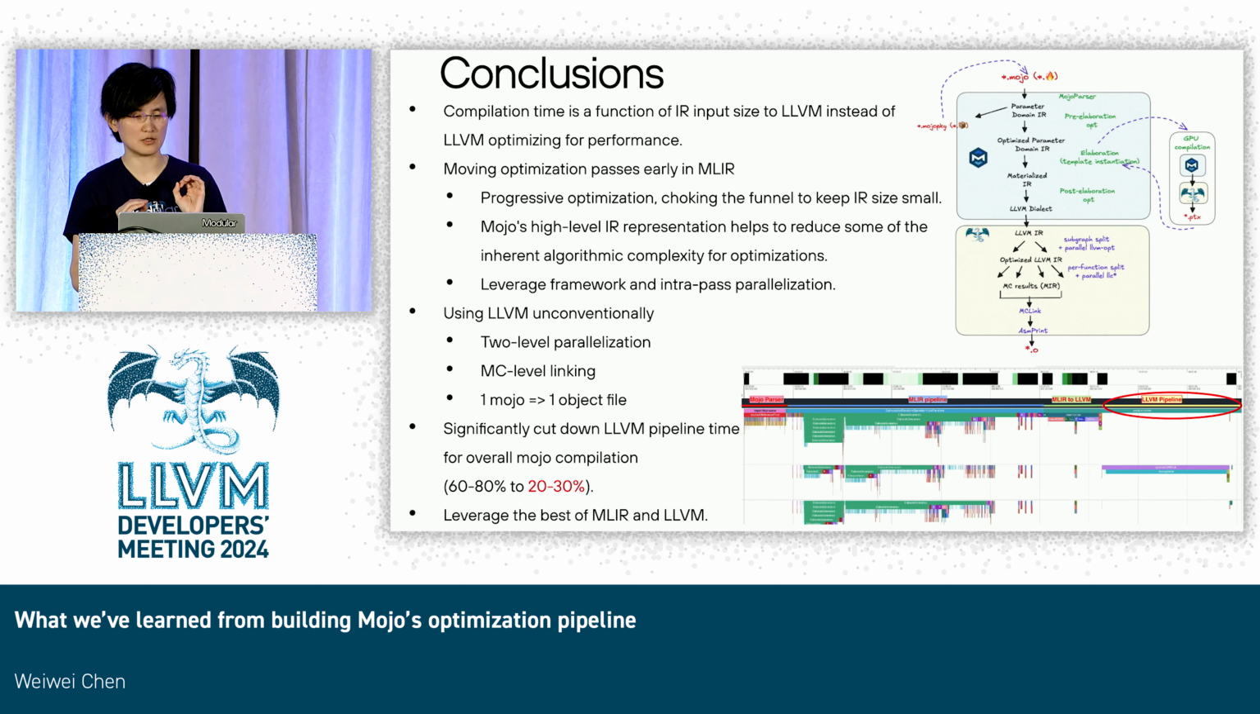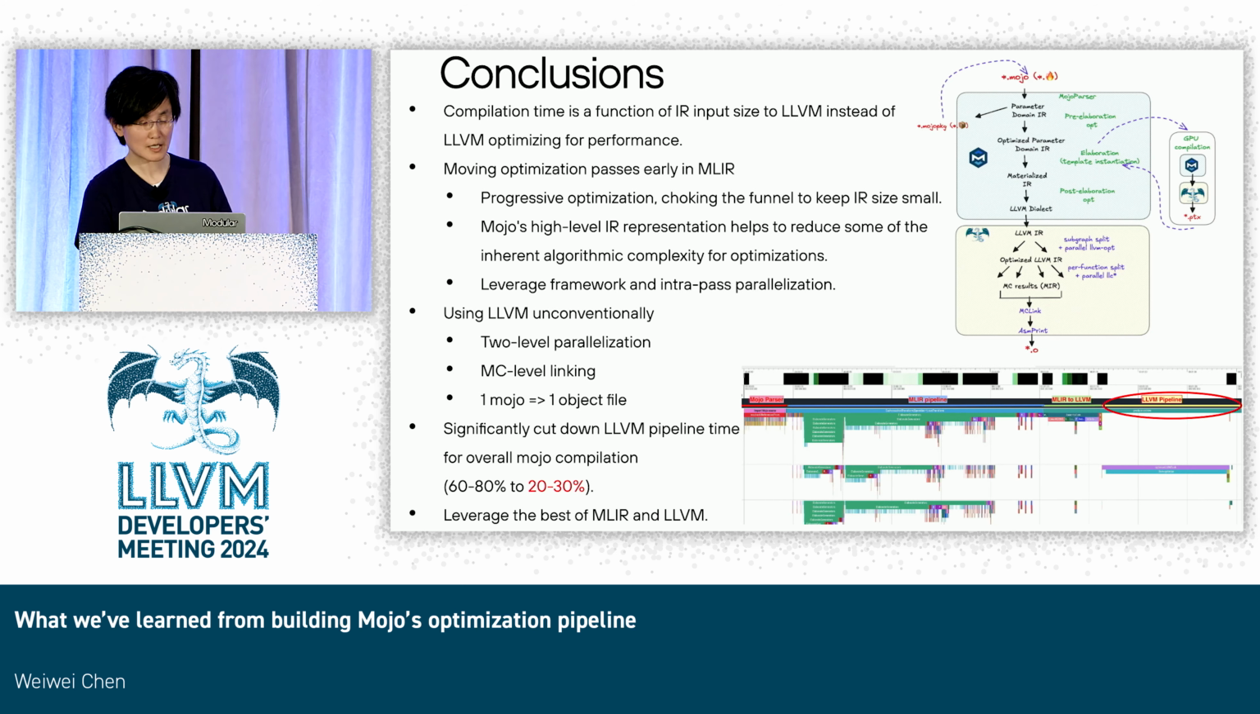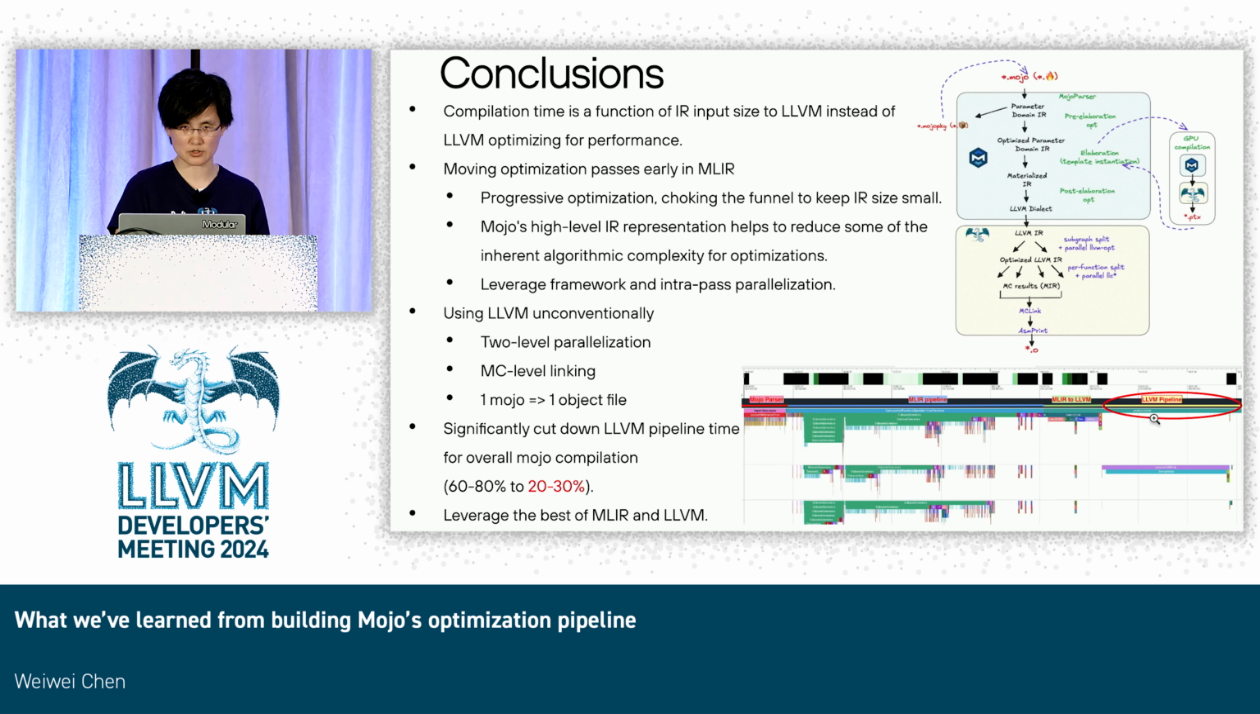We also try really hard to inject parallelization into the passes. We are using LLVM in a pretty unconventional way. We do this two-level splitting and try to do the MC linking to make sure that we have parallelization. As a result, today the LLVM pipeline takes about 20 to 30% of overall Mojo compilation time.